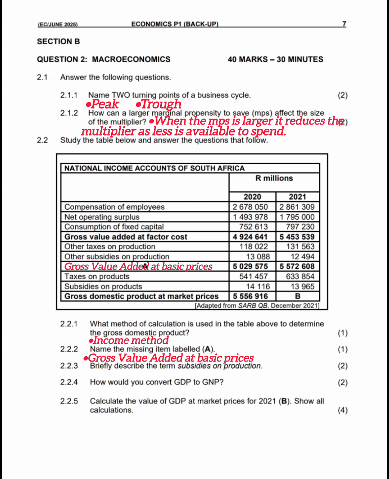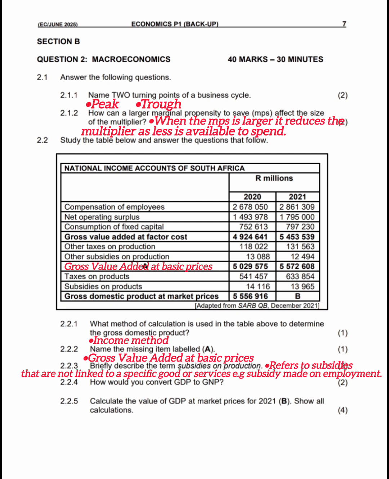And then we have our 2.2.3. Briefly describe the term subsidies on production. So we know that subsidies on production refers to subsidies that are not linked to a specific good or service, right? E.g., a subsidy made on employment, right?